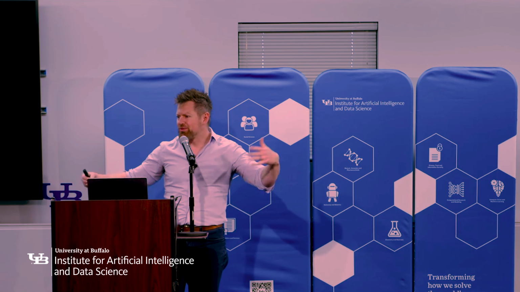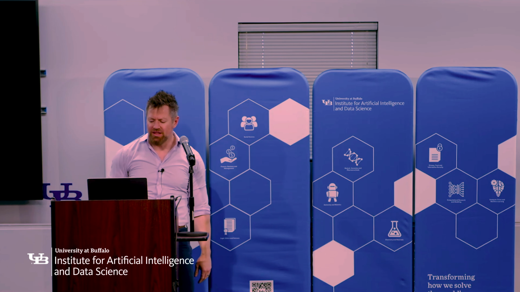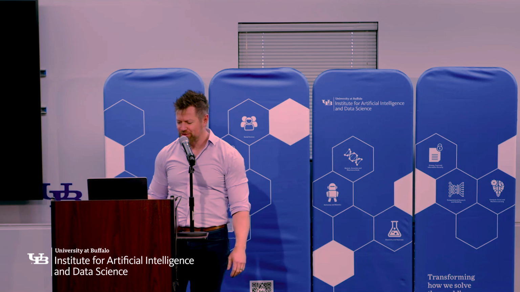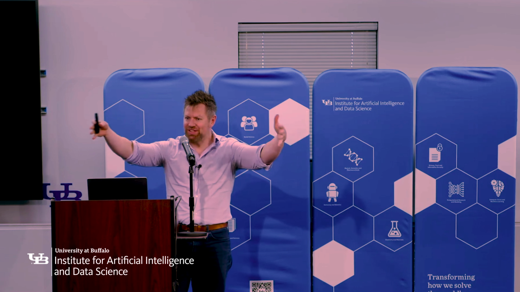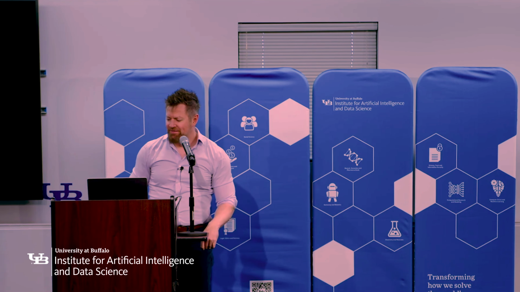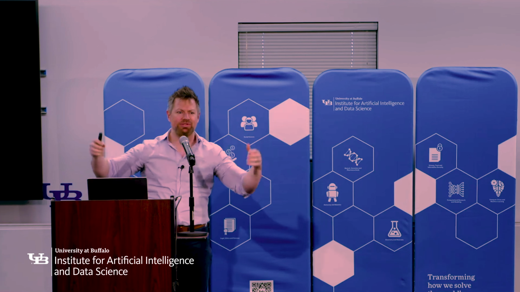And we'll run that through some benchmarks and say, yeah, these are better or worse than each other. And then we'll try to generate this prompt directly. So we'll start with all of our different potential instructions. You can think of them as different steering instructions. And we'll try to run a hybrid reinforcement learning and genetic algorithm to basically extend the prompt or modify some of the components or drop some of them.